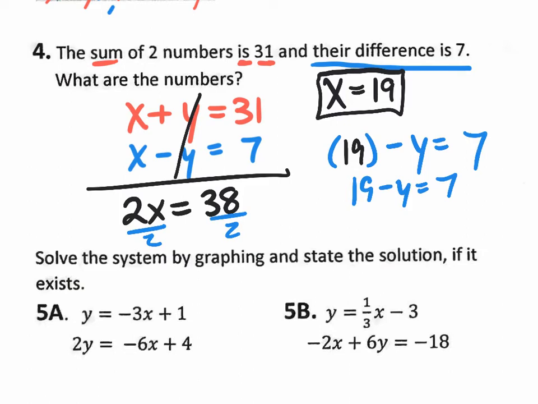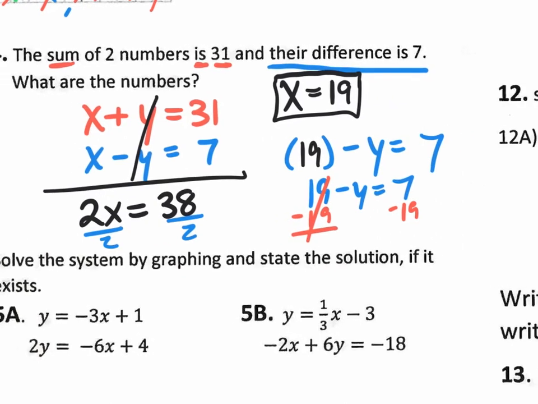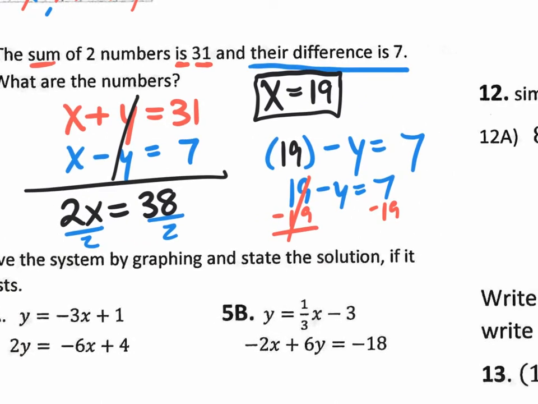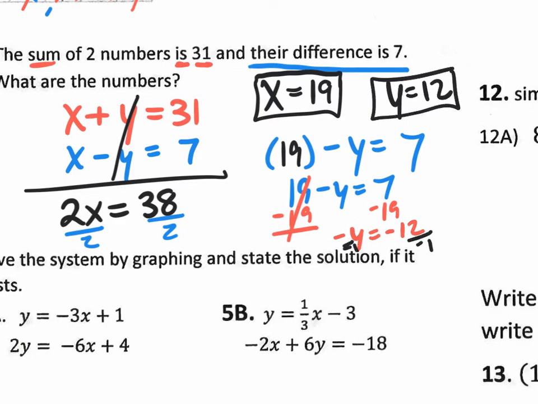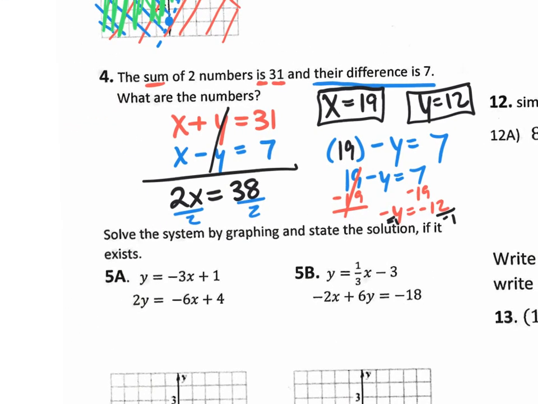So let's get rid of that 19 by subtracting 19, and I will have negative y equals negative 12. Let me rewrite that. Negative y equals negative 12. So what's our final answer going to be? Y equals positive 12. Because if you divide by negative 1 and you divide by negative 1, it becomes positive. So there's your answer. X equals 19, y equals 12. And right here, it's not really asking in the form of a coordinate. They're actually asking what are the numbers. So what are the two numbers? 19 and 12.